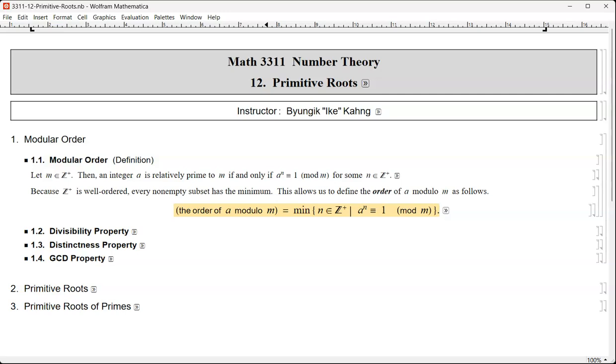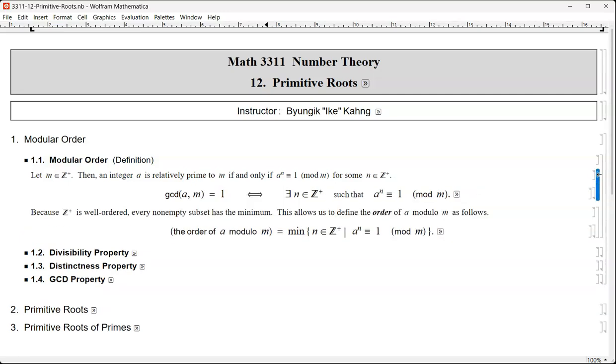Now the problem is, is it well defined? What if we have an empty set so that we do not have a minimum, that kind of thing? Thanks to this lemma, we have a rock-solid foundation. a and m are relatively prime if and only if there exists a positive integer n such that a to the nth power is congruent to 1 mod m.